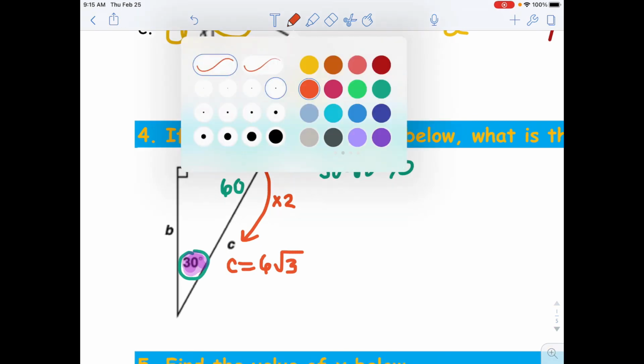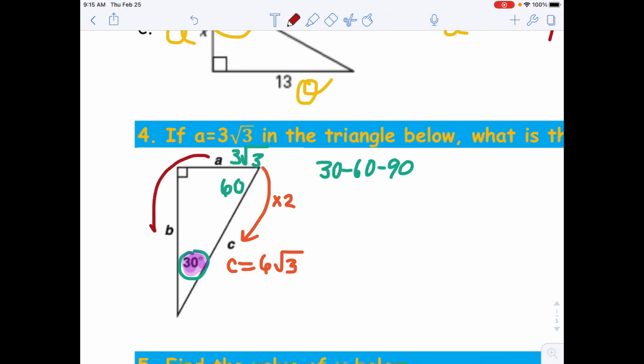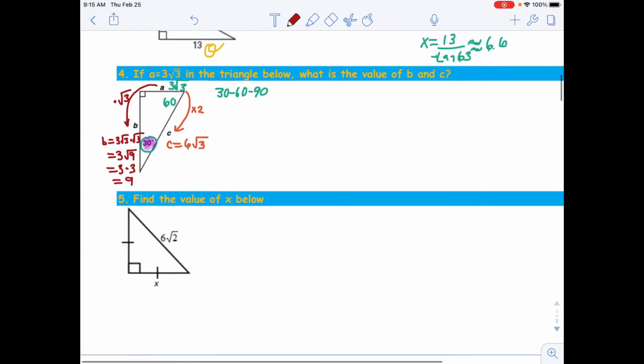Then over here, to get to the long leg, that's when you multiply by radical 3. So B is going to equal 3 radical 3 times radical 3, which you should immediately know radical 3 times radical 3 is regular 3, but I'll show you all the work. I'm being a little extra right now, but it's 9. What's nice about this is we don't have to use trig, and if we know the rules, this problem takes 2 seconds.